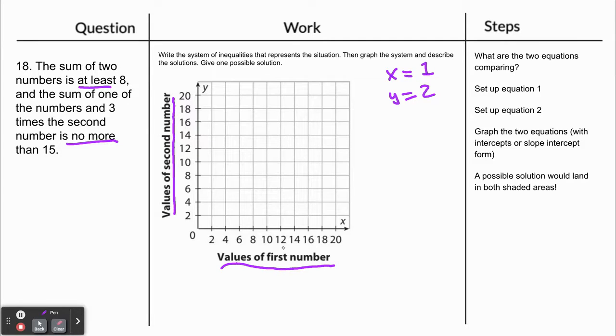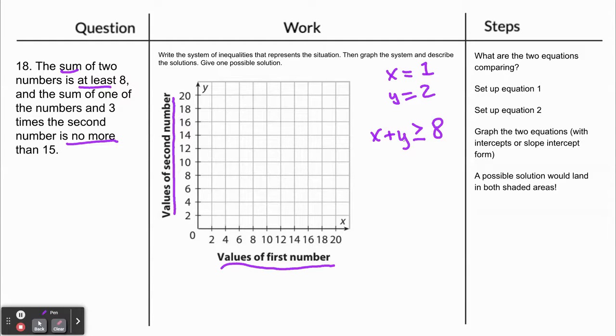I'm going to make that my y value because it's the y-axis, and value of the first number is this one here. And so my first equation here, it talks about the sum. So I'm adding them together, x plus y. But then it says it is at least 8, meaning it is greater than or equal to 8, because it could be 8 or it could be higher. So that's where the greater than symbol comes from.